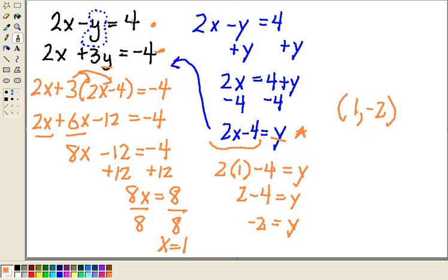Again, this method is called substitution because I isolate one of my variables. Remember, isolation means there's no number out front and that it's positive. And once I isolate that variable, I plug it into the other equation for that variable. So I do a substitution. Once I do that, I can solve for one of my variables, plug that variable into the equation, and solve for my other variable.